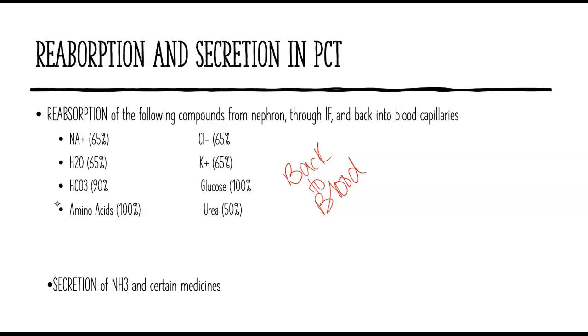Secretion, which again, remember, is a process of going from the interstitial fluid to the nephron. Ammonia is going to be put into the nephron, into the proximal convoluted tubule, and then certain medications that we ingest are going to get put into the nephron. Basically our blood is going to want to get rid of these, so they're going to escape out of the blood vessels, the capillaries, move through the interstitial fluid into the nephron, where they will then eventually be excreted out in urine.